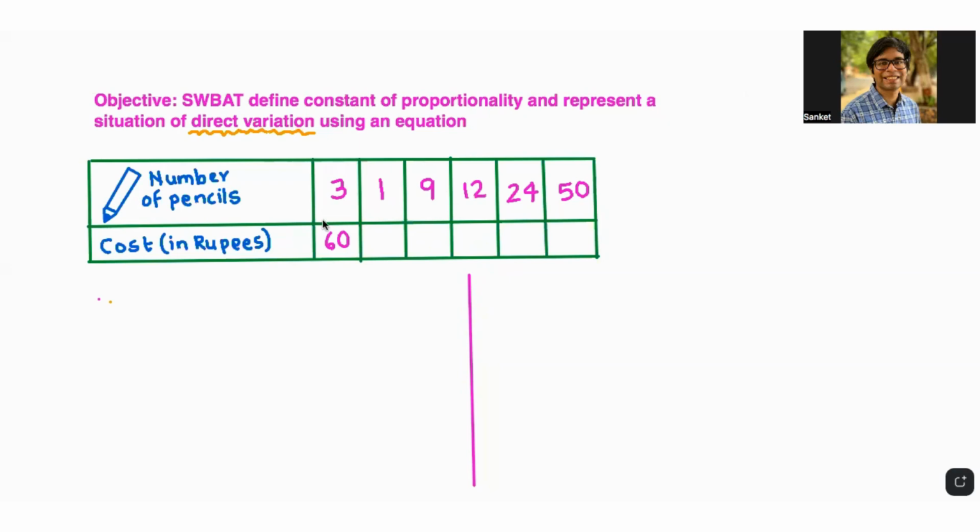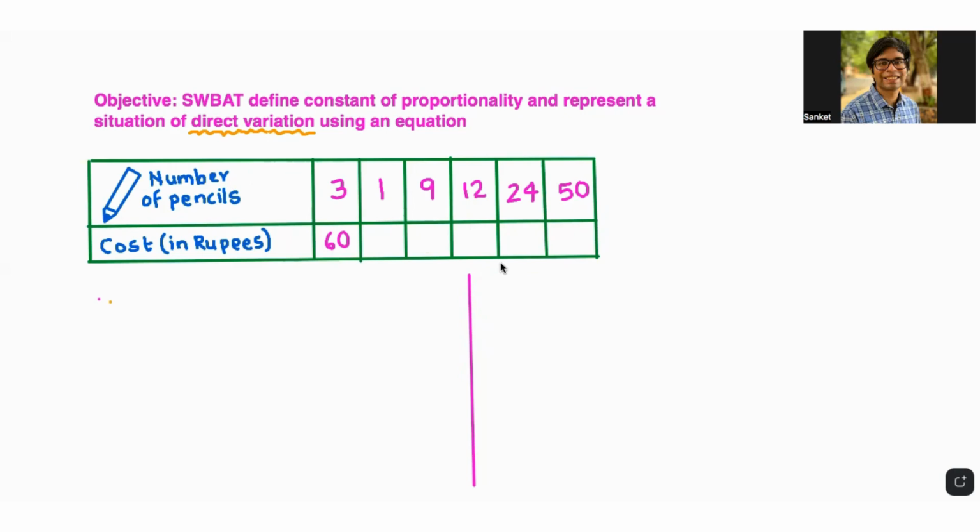In this table, the first row gives me number of pencils 3, 1, 9, 12, 24, 50. And the second row gives me the cost of those pencils. So 3 pencils cost rupees 60. If I think about this, I know that if the number of pencils increase, the cost will also increase. So if I buy 9 pencils, the cost will be higher. So I need to find how much will the cost be for 1 pencil, for 9 pencils, for 12 pencils, and so on. And I need to fill this table.